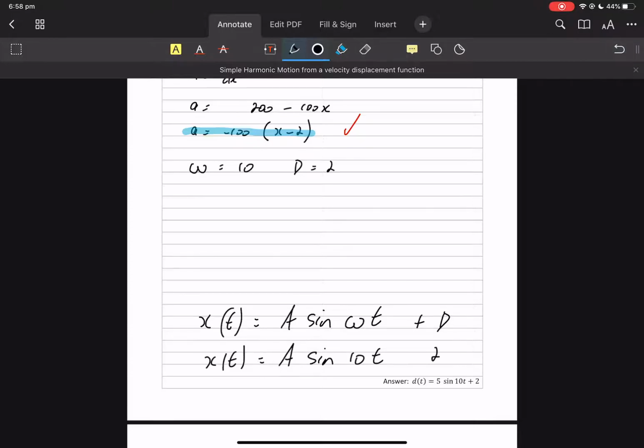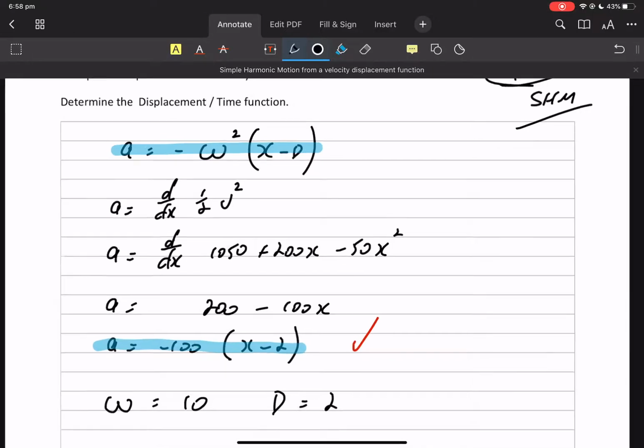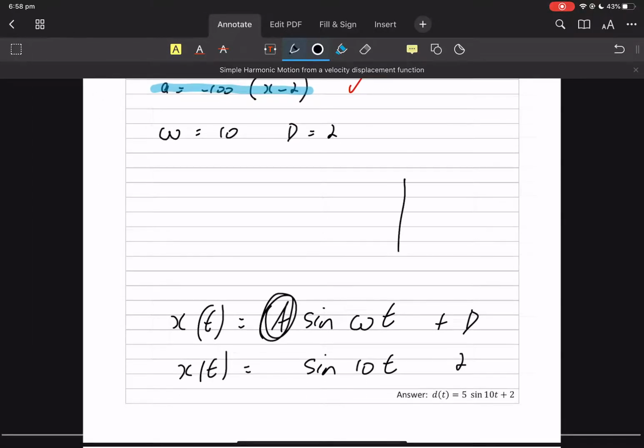Actually, I'll get rid of that a because I'm going to put the number there. I want to find what that a is. So we don't actually have a anywhere there. But if we think about it, this is going to be some sort of function. What we do know is that the velocity at this maximum point, when this oscillating thing is at its extremities, its velocity is 0 because it's stationary. So we know velocity is 0 when displacement is at its maximum.